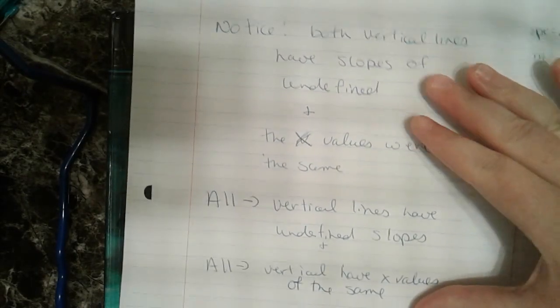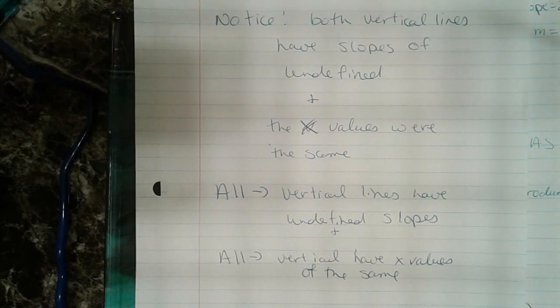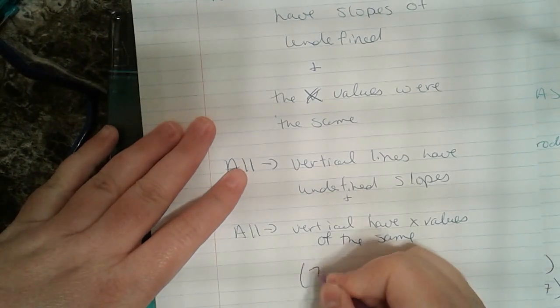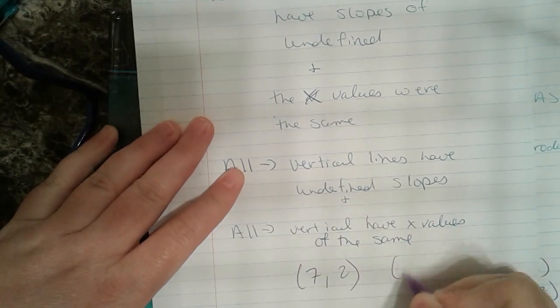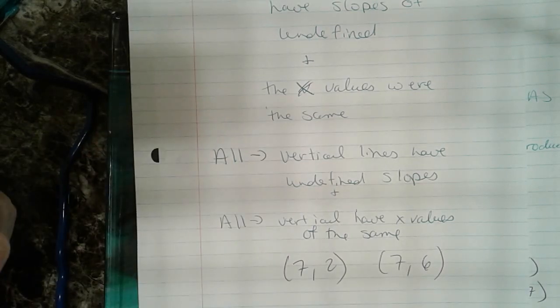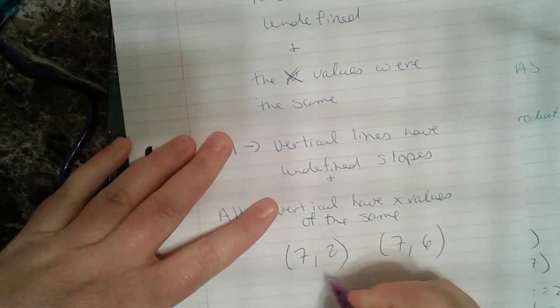Because what does that tell me? That gives me a shortcut when it comes to doing my homework. If I had the ordered pairs (7, 2) and (7, 6), I don't have to do any work whatsoever. Because my x values are the same.